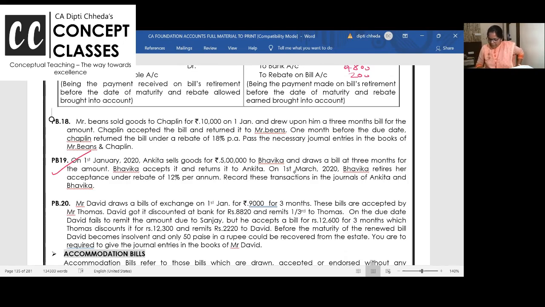On 1st of January, Ankita sold goods worth 5 lakh to Bhavika and drew a bill. Bhavika accepted. So Ankita, you are the drawer, bills receivable. On 1st March, Bhavika retired her acceptance under a rebate of 12%. Record these transactions in the books of Ankita and Bhavika both.